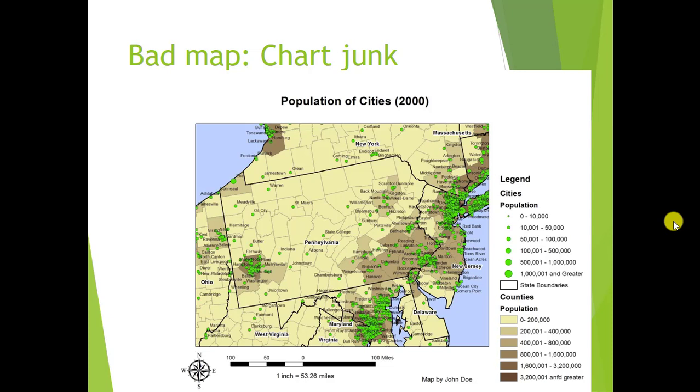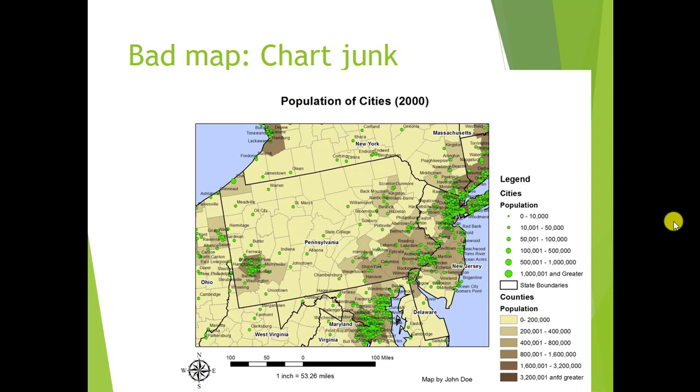Okay, so I look at Pennsylvania. You also can see here, this is the white off a little bit. That's a halo. But I have population in counties and in cities. But my map title says population of cities. Counties is additional information I don't need right now.